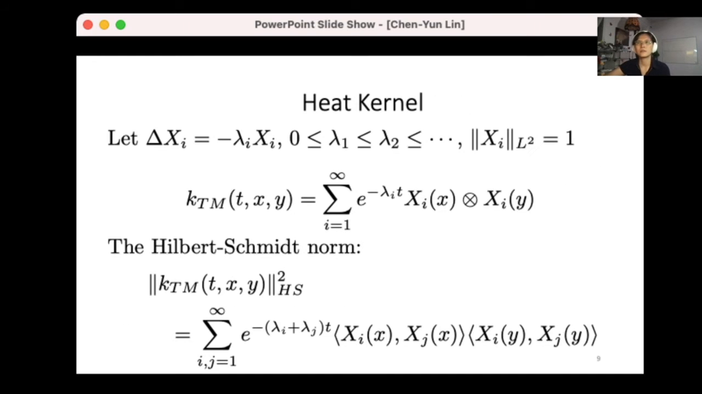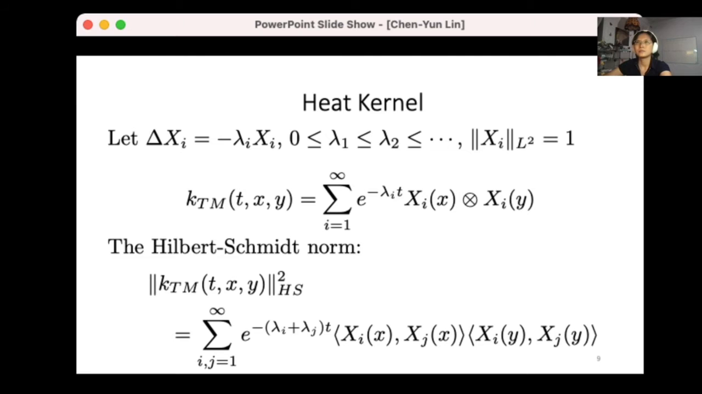Here, this Laplacian symbol is not the Laplace-Beltrami operator. Here we denote this as the connection Laplacian. Let's say xi are the eigenvector fields of the connection Laplacian with associated eigenvalues lambda i going from small to large. And these eigenvectors are L2 normalized, so their L2 norms are equal to 1.